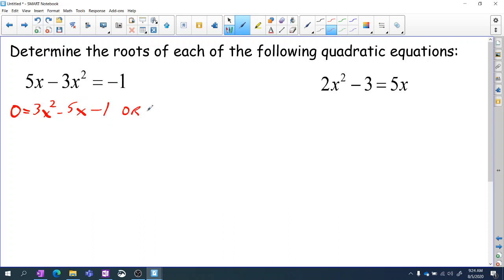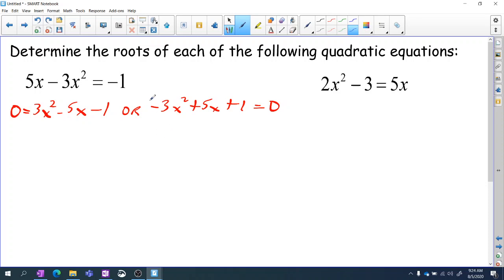Or, some people like to just always move everything to the left, so plus 5x plus 1 equals 0. And then when you get here and you notice, oh no, I've got a negative in front of my x squared, and I'm not saying you can't solve it this way, but I'm going to tell you over the years of watching students work their way through these, a lot of mistakes are made when that number in front of the x squared is left as a negative.